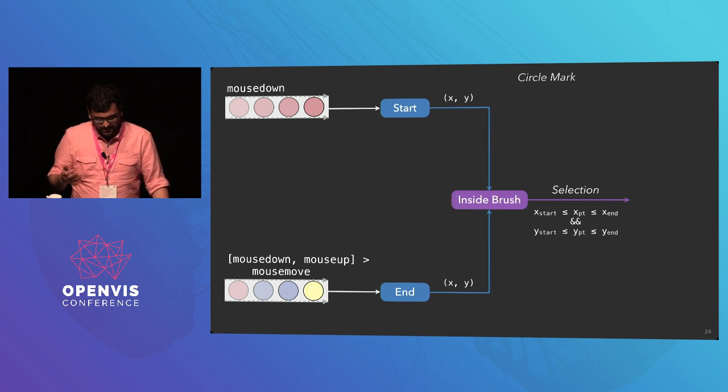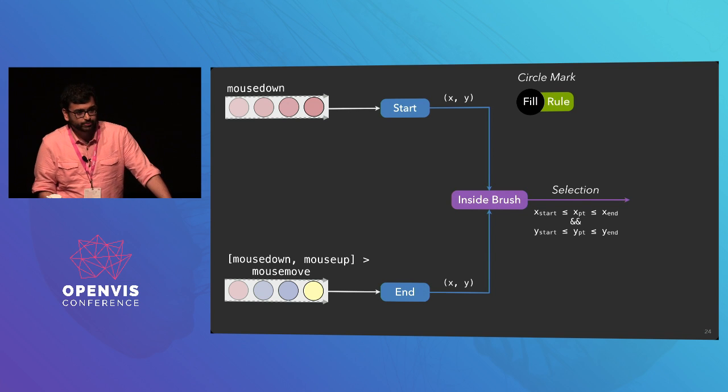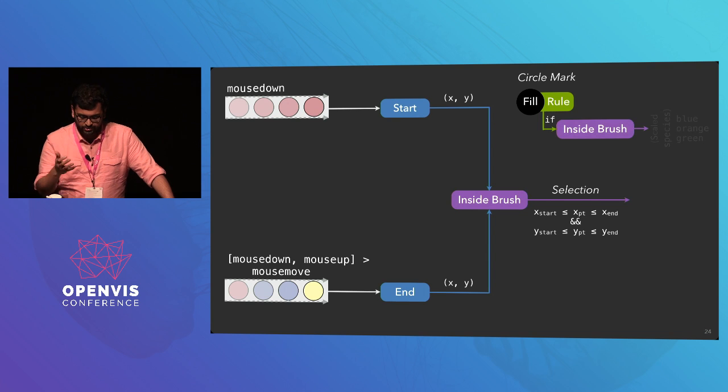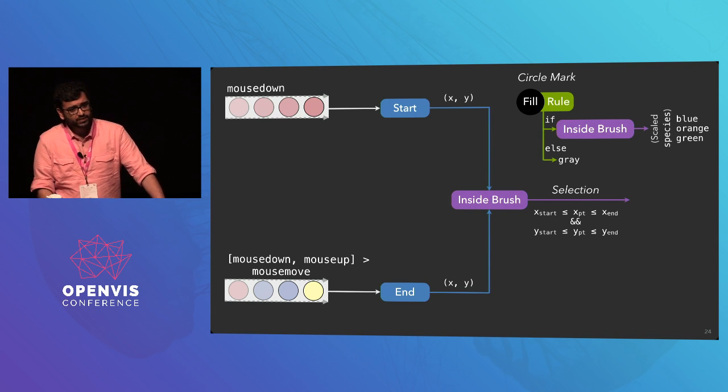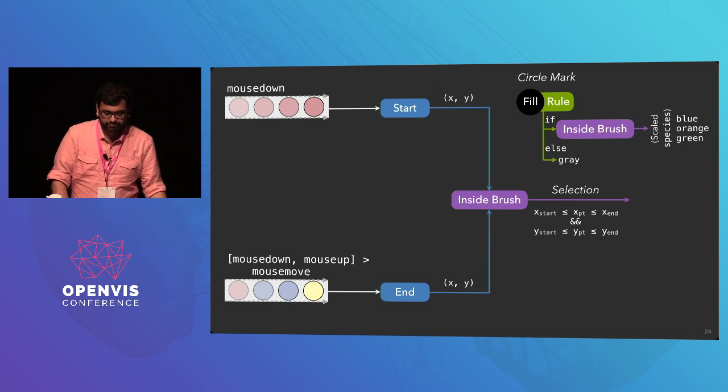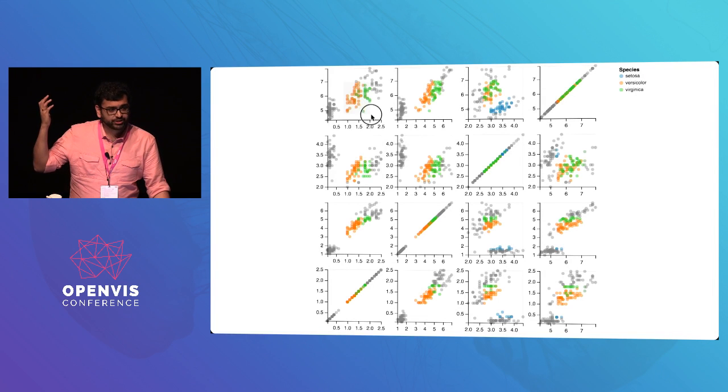And the way we use these selections are in production rules. Production rules are simple if-then-else chains. So the fill color of the circle mark should be determined by the fact that if that circle falls within the brush, color it blue, orange, or green based on some data value. And if it doesn't, color it in gray. So here's an initial setup for what brushing and linking might look like. But here's actually the interaction it produces.